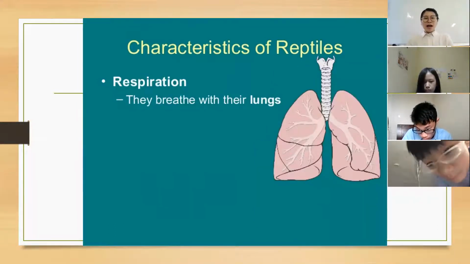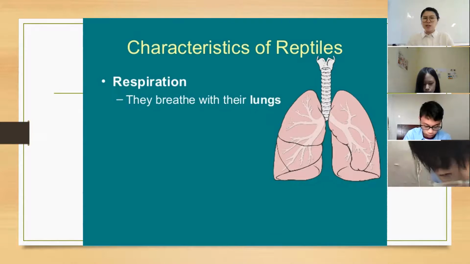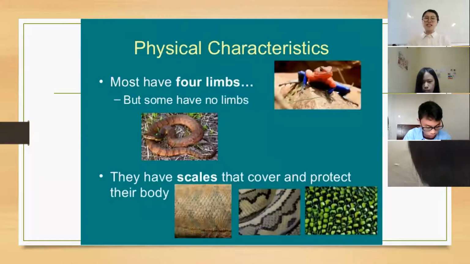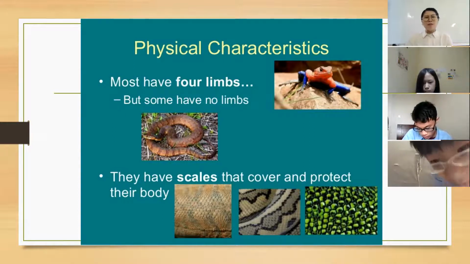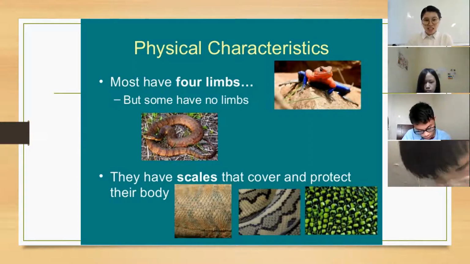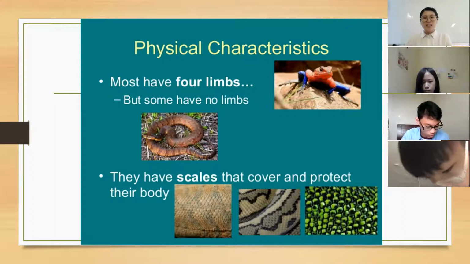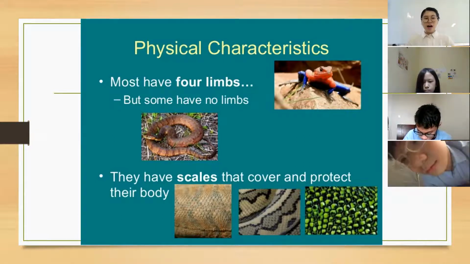So some reptiles eat insects also and small animals. Okay, so reptiles use their lungs to breathe, unlike the fishes, they use their gills to breathe. Okay, so this is the physical characteristic of the reptiles. So the reptiles have 4 limbs, but some of them have no limbs like this one, the snakes. As what Daniel mentioned a while ago, reptiles have scales. They use these scales to protect their body in their environment.